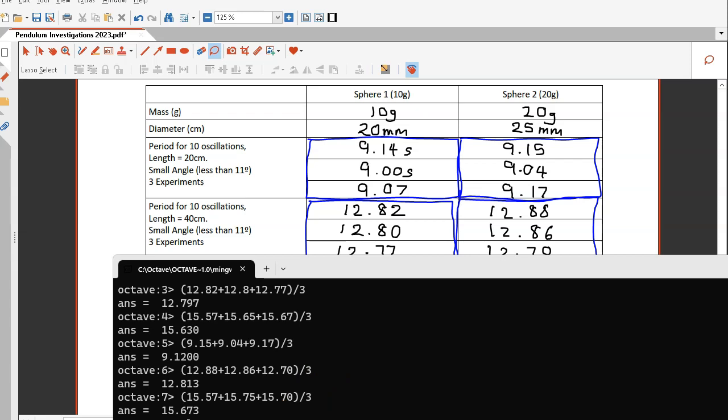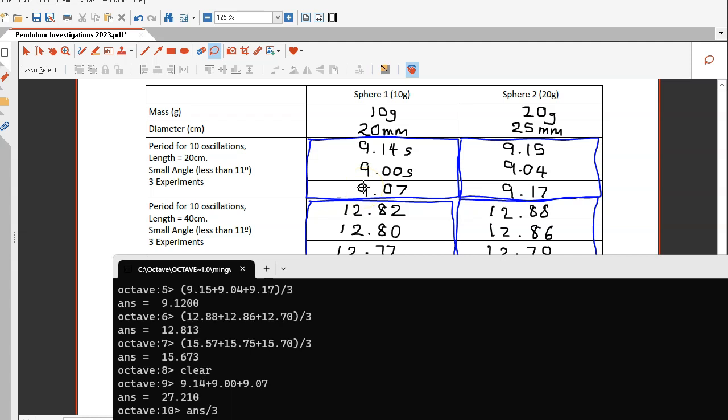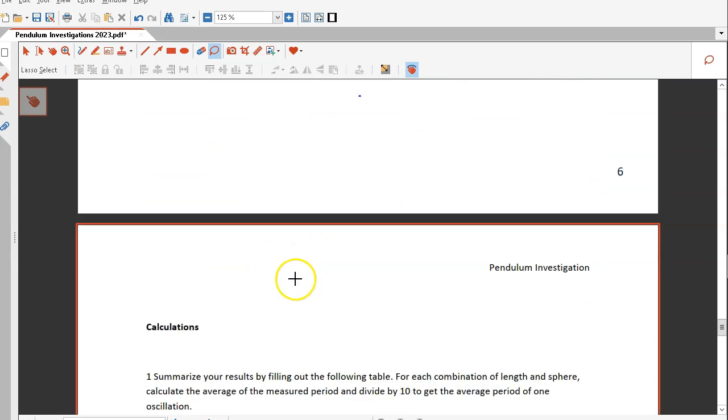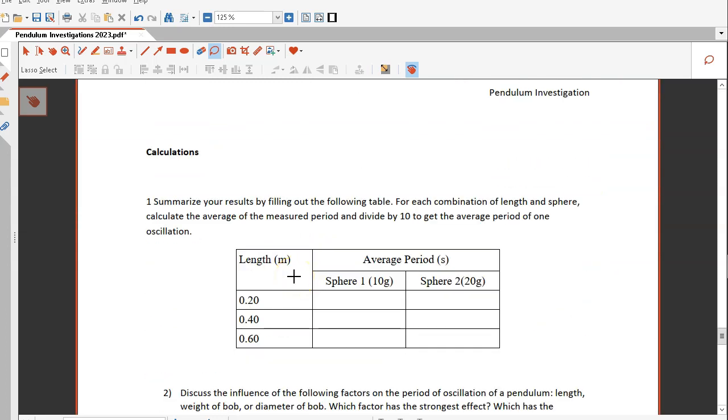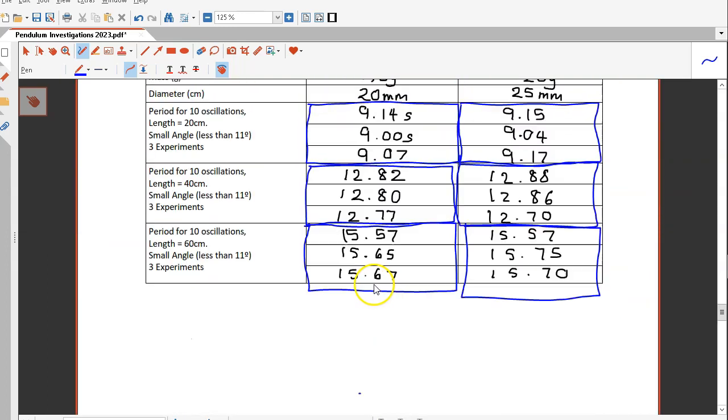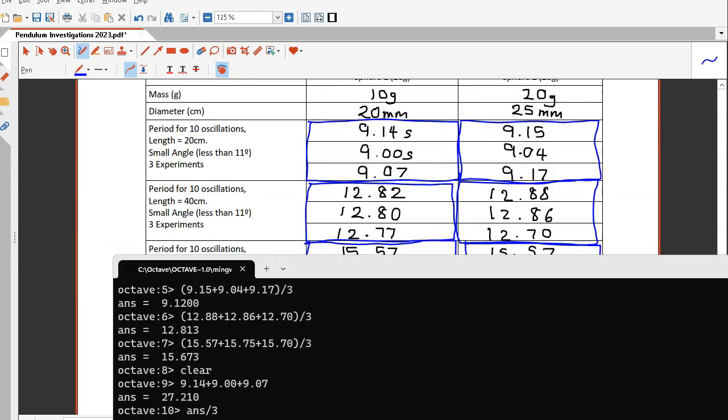We need to divide that answer by 3. And this gives us the average period for 10 oscillations. And then let's divide that by 10. And that gives us 0.907. That's the average period for one oscillation. Okay, so now we can continue and do the rest.